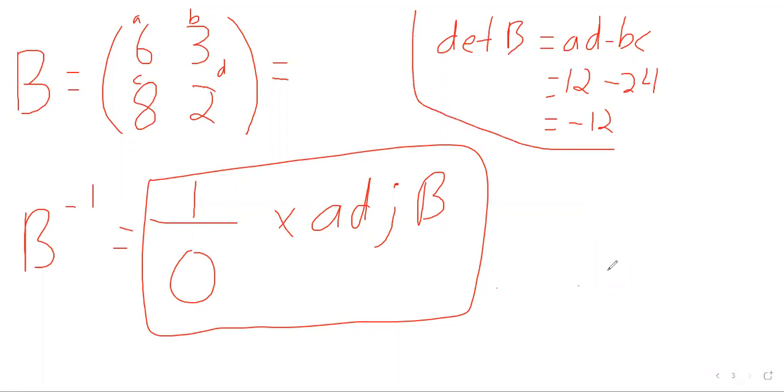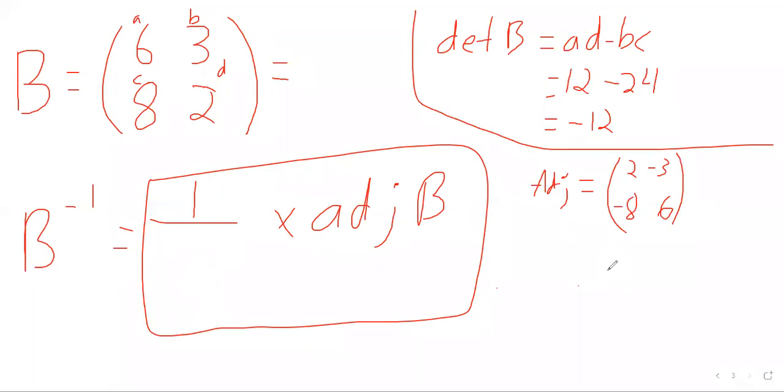So the next thing we need to get the inverse is the adjoint. You swap A and D, so 2 and 6. And you change the signs of B and C. So since B is positive 8, it becomes negative 8, and C is positive 3, so it becomes negative 3. And that'll be the adjoint. Now I can erase this 0 here because we solved for negative 12, and now we have the adjoint of B calculated right there.